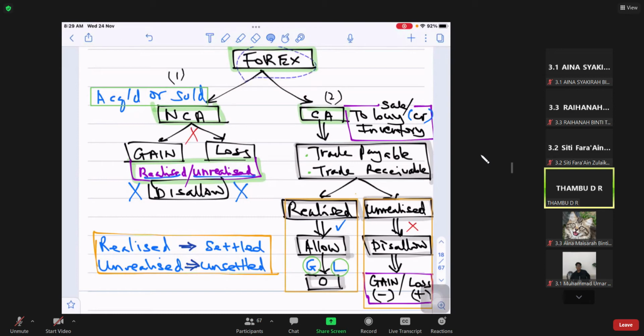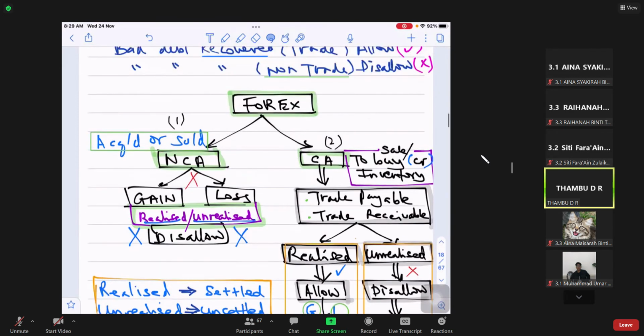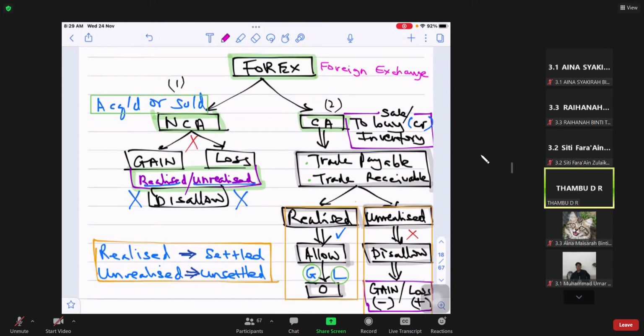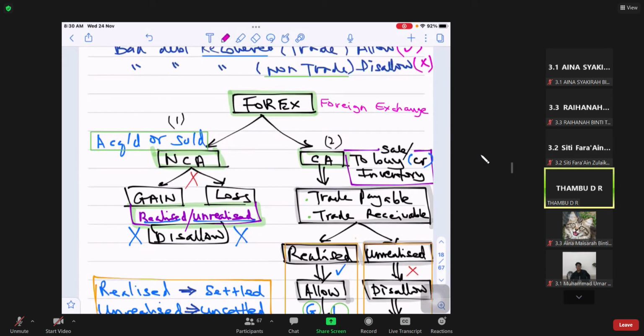Forex means foreign exchange. Forex stands for foreign exchange. Let's say this is acquired, whether you are buying or selling a non-current asset. Let's say I buy from Vietnam. Example, I buy from Vietnam 100,000 dong. Vietnam currency, dong. I buy 100,000 dong today.